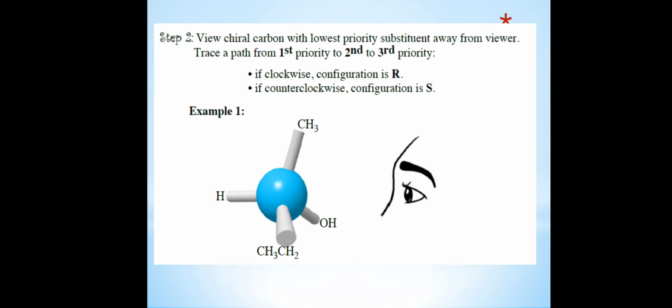Then view the chiral carbon with the lowest priority substituent away from the viewer. If the configuration is clockwise it is called R, and if counterclockwise the configuration is S. Here in front of your eyes, CH3 is there, OH is there, CH2CH3 is there, while the fourth priority group is away from the observer.